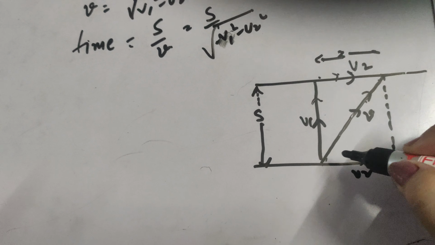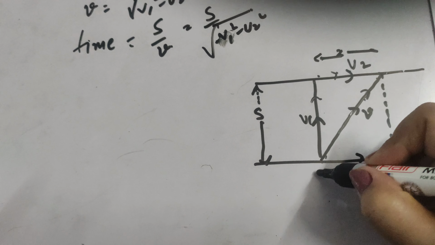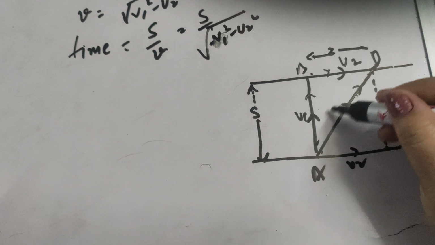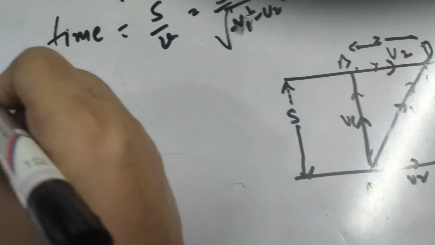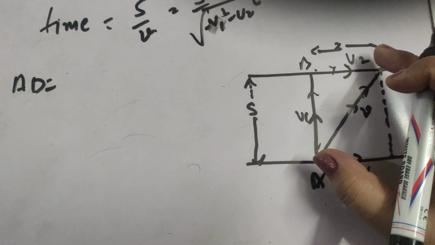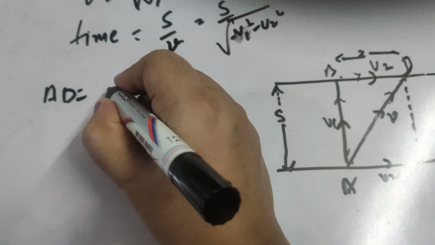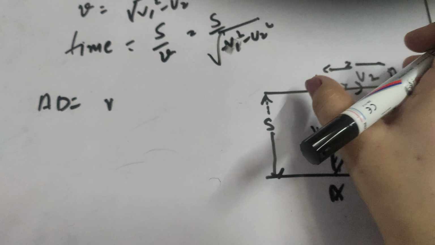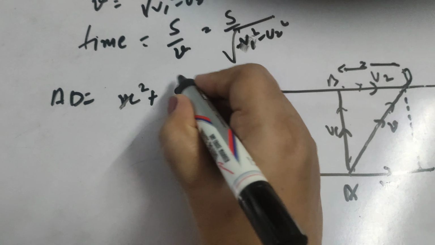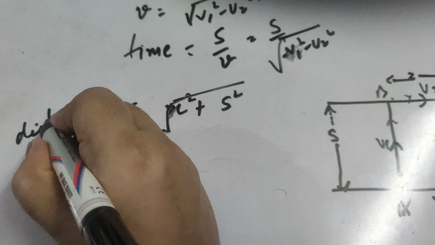So the distance traveled in this case should be AD. Let this be AD, and let this be B. So AD can be calculated as follows: hypotenuse square is equal to base square plus perpendicular square. So this is x square plus s square, all under the root. So this is the distance traveled.